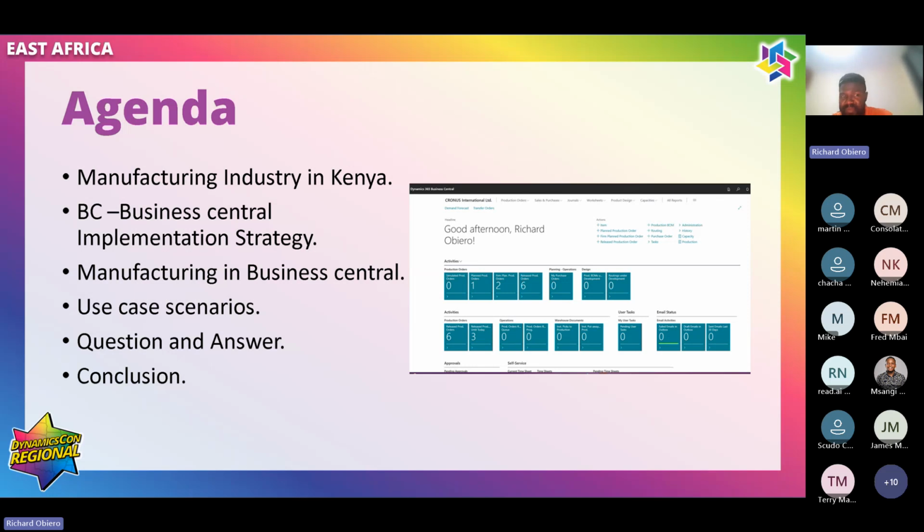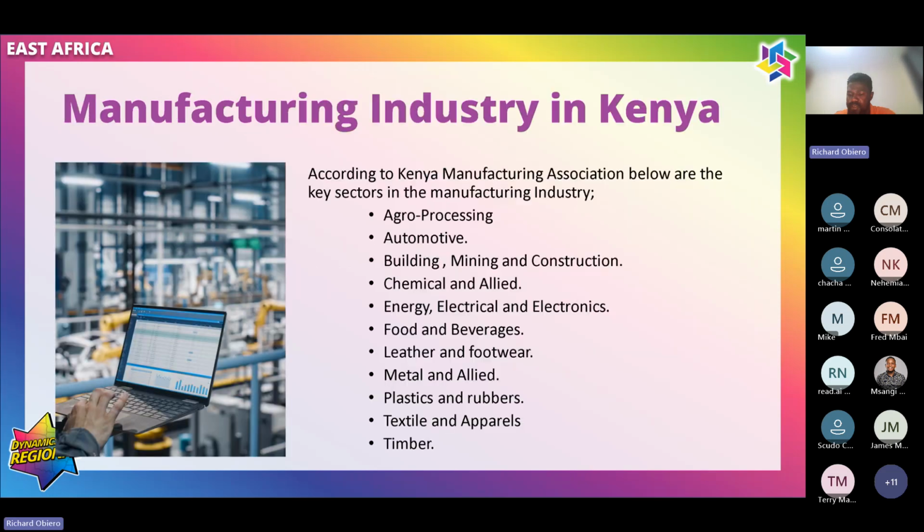And then we want to look at the implementation strategy. This is where we'll be talking about minimal customization and looking at where it is actually required for you to customize. Then we'll focus on manufacturing in Business Central and look at some use case scenarios. So without much ado, I think some of us may have actually interacted with the manufacturing.